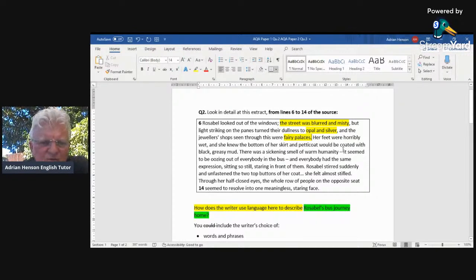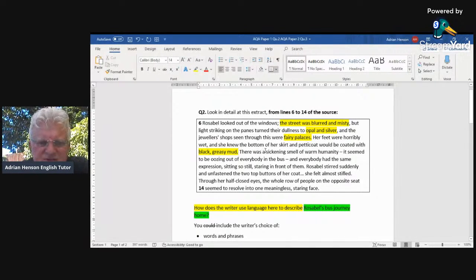And then it talks about the conditions that she's in. Her feet were horribly wet, and she knew the bottom of her skirt and petticoat would be coated with black, greasy mud. So quite a descriptive lot of emphasis there. Black can always be a connotation of evil, darkness, and greasy mud. You know, it's not just mud, it's greasy mud. So the adjective greasy is adding value to the horrible situation she is in, the conditions.